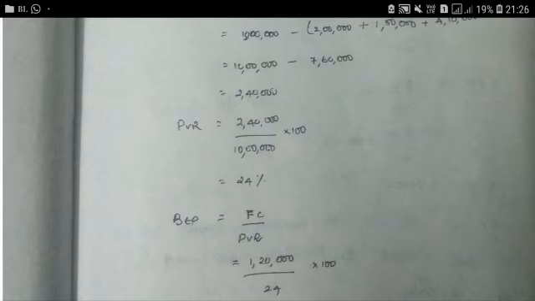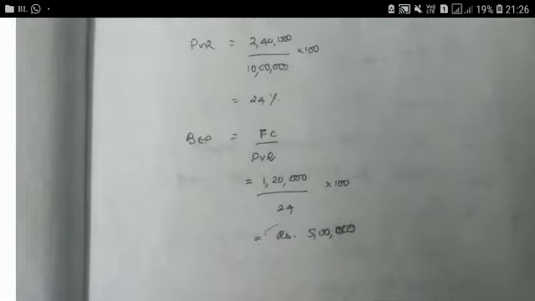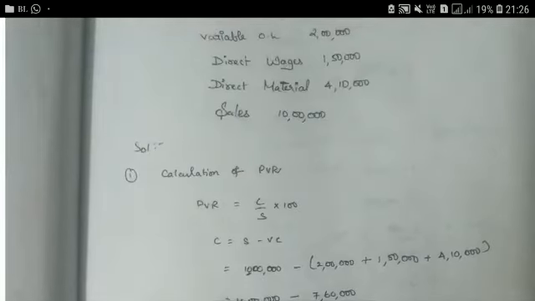Next, here we have to calculate the BEP, break-even point. In this sum, we are going to calculate the BEP in rupees. The formula for BEP in rupees is fixed cost divided by PV ratio. So we have to have the fixed cost. Here, fixed cost is already given in the problem. In the problem, we have been given the fixed cost. Here, fixed overhead of 1,20,000.